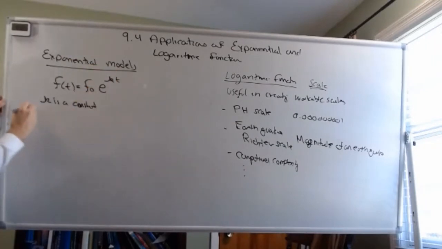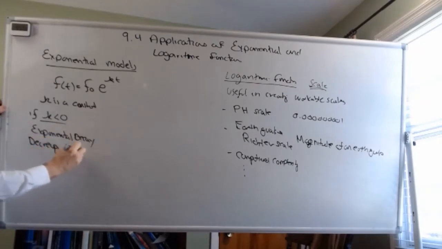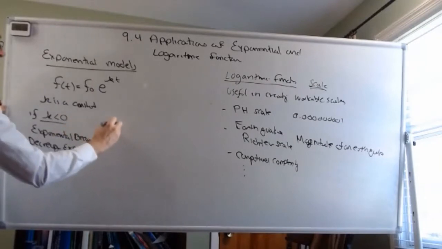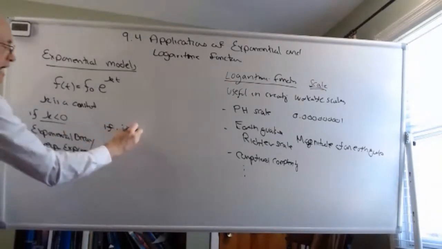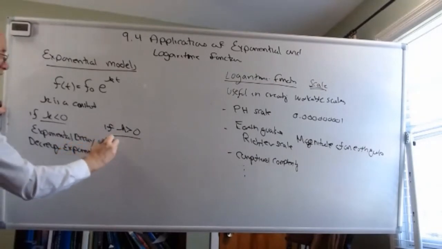Now, if k is less than 0, it's a negative quantity, then we're dealing with exponential decay. We're dealing with a decreasing exponential. If, on the other hand, k is positive, greater than 0, well, it's an increasing exponential.